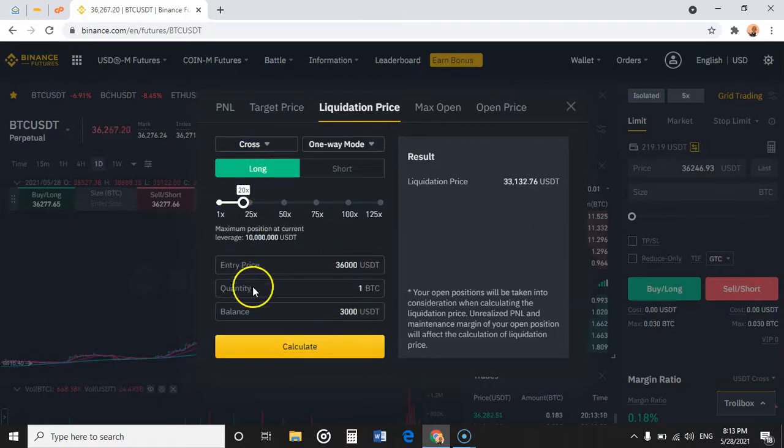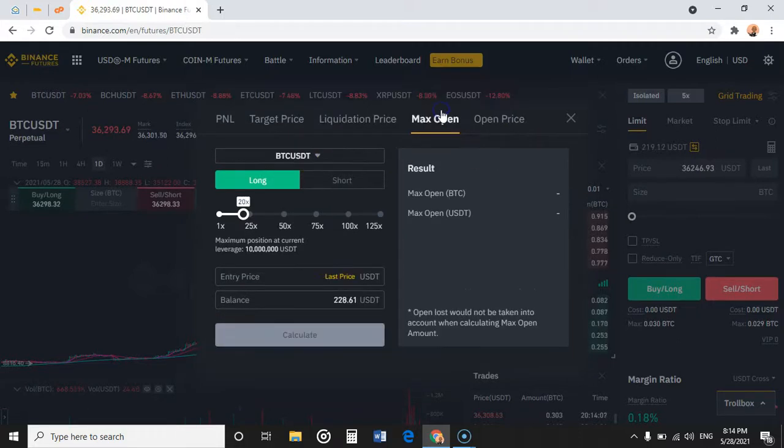It means that for cross leverage, once the price of Bitcoin gets to $33,132.76, you are going to lose all of your money, which is about $3,000, gone for life. Okay, but if you're using isolated leverage, and you come here, let me say that my balance is still $3,000. Okay, and this is isolated. It means that you will still be liquidated at this price point, even for isolated leverage.